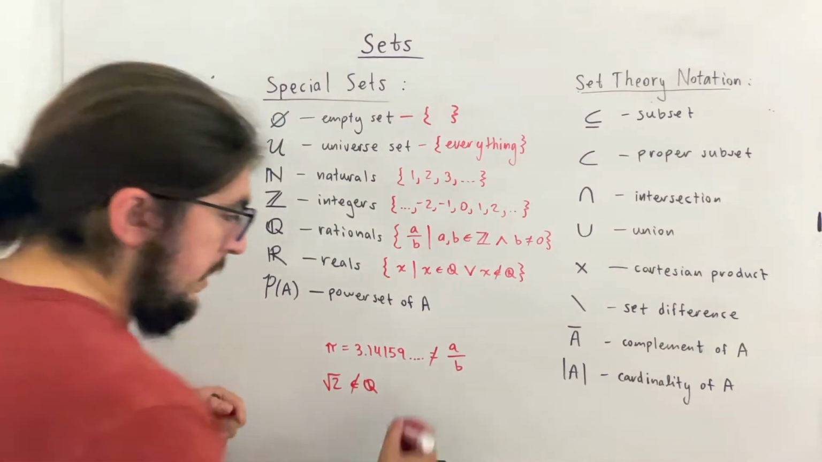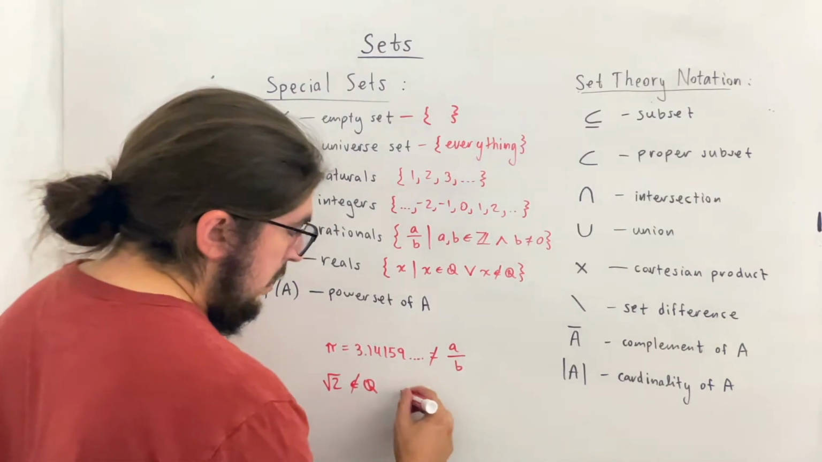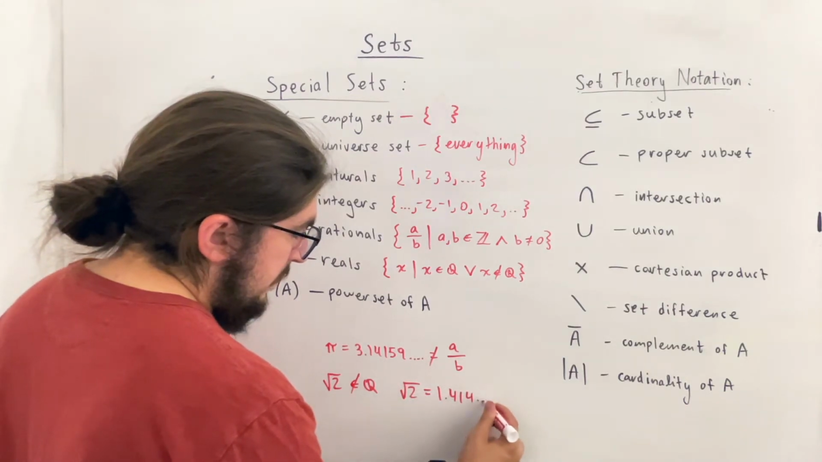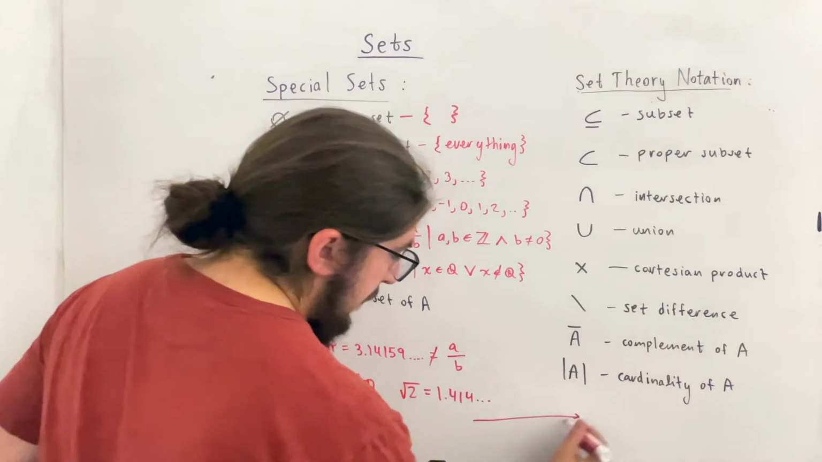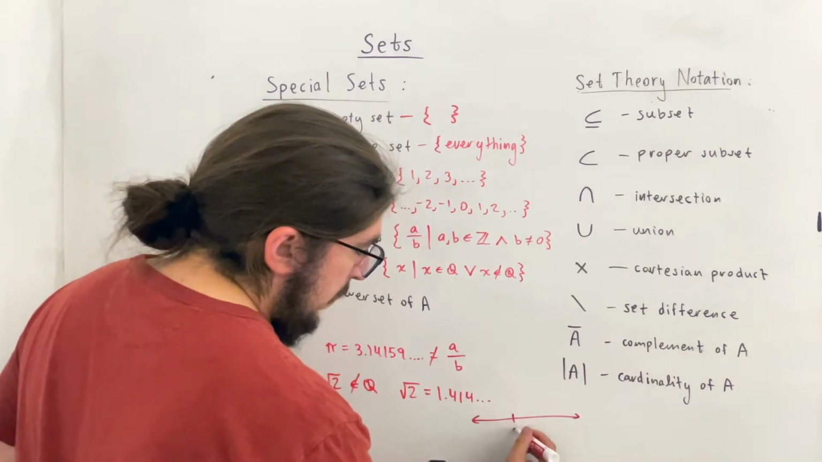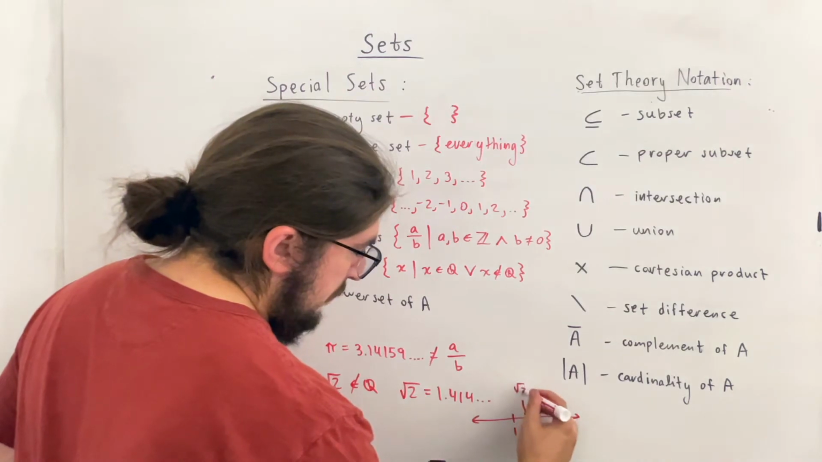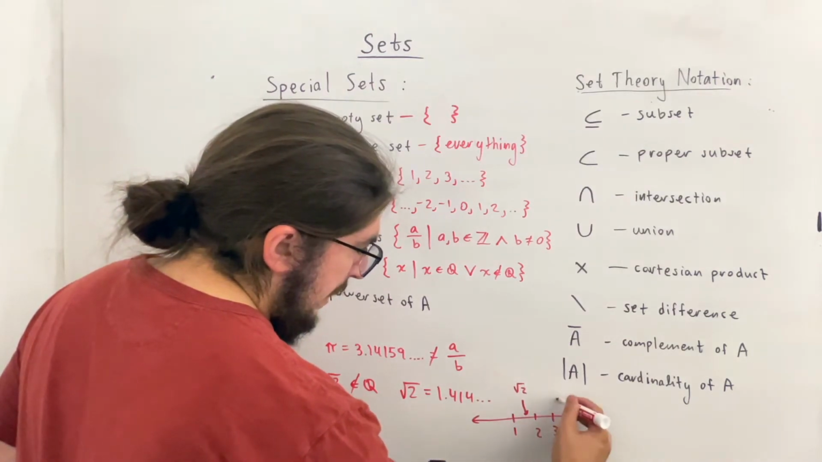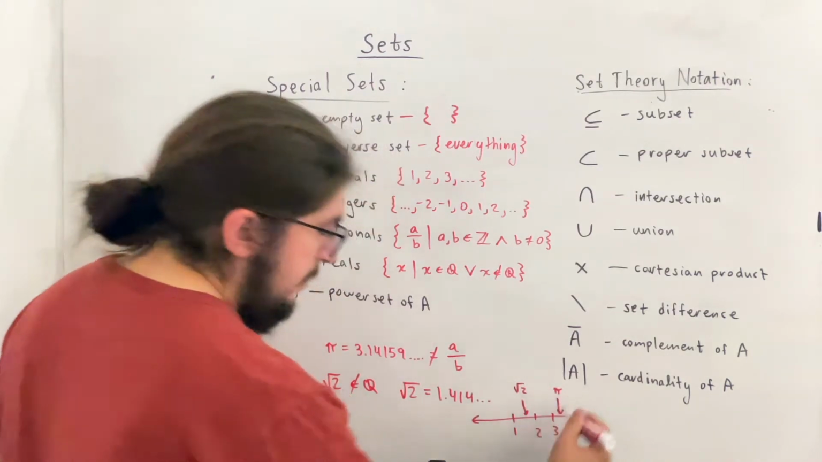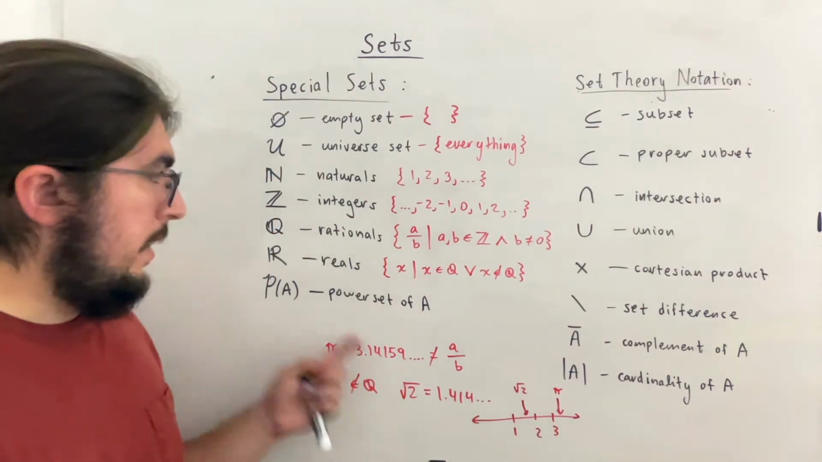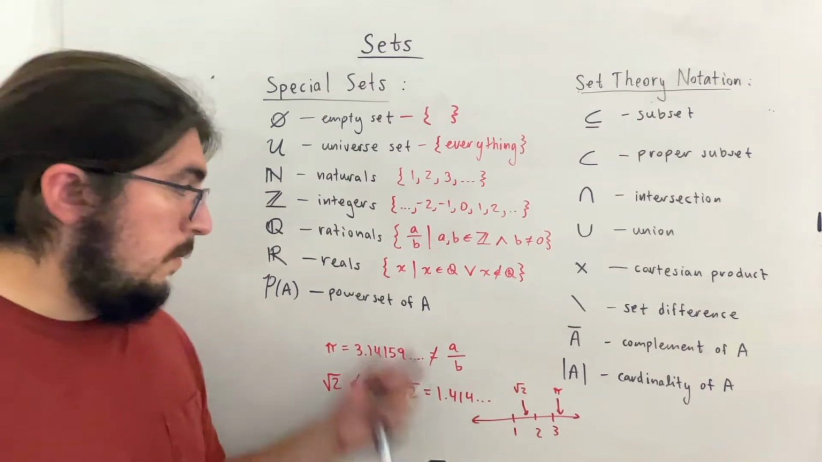but it is a real number. Why is it a real number? Because it can be approximated. In other words, it lives on the real number line. Specifically, it lives somewhere in between 1 and 2. Let's just say right here is radical 2. And pi is a little bit further than 3, right? So every number on a number line is a real number, whether it's rational or not.